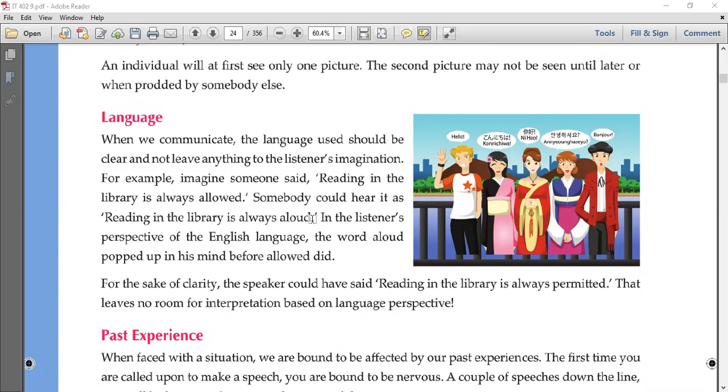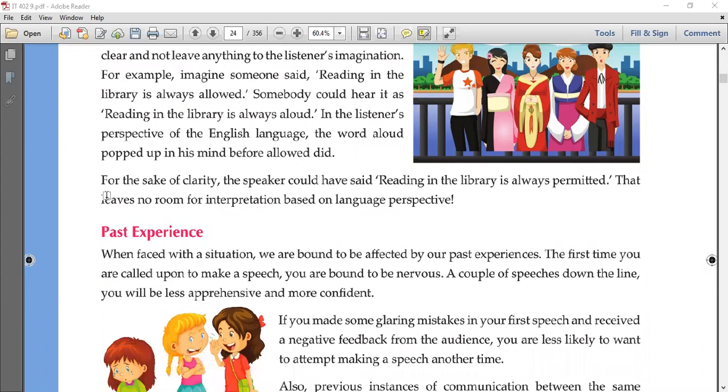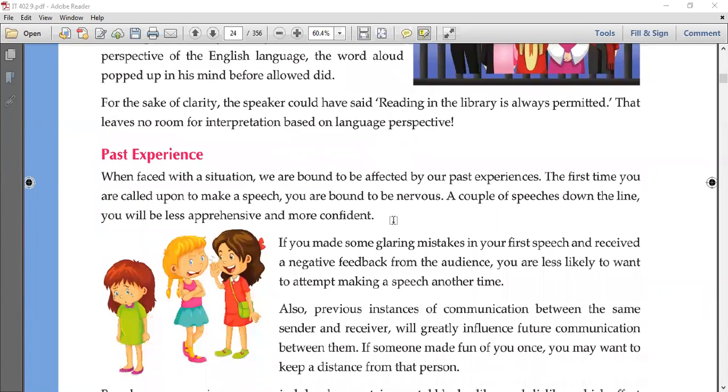So both words are the same. When you speak such kinds of words, it will be difficult. One person may think, brother, it is allowed, so we have to talk softly. Another person will ask, you said aloud, that means you have to speak in a louder voice, right? So again, language can create different perceptions for different people, right? So there should be clarity in whatever you are speaking, right? So how can we bring clarity? Instead of allowed, write permitted. You can speak out, reading in the library is always permitted.